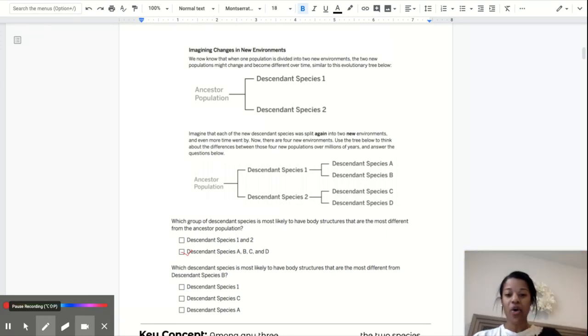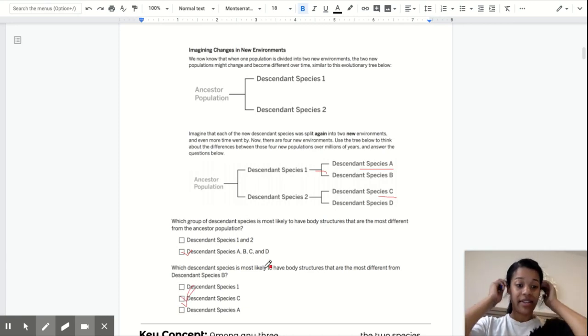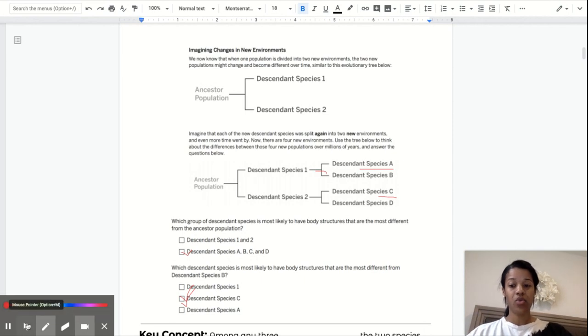Okay, so which descendant species is most likely to have body structures that are the most different from species B? Would it be descendant species 1? They seem relatively close. Descendant species C or descendant species A? Well, as we can see, descendant species 1 and A are directly connected to B, so it would definitely be descendant species C. Does everyone see that? Cool, I'm going to keep going.